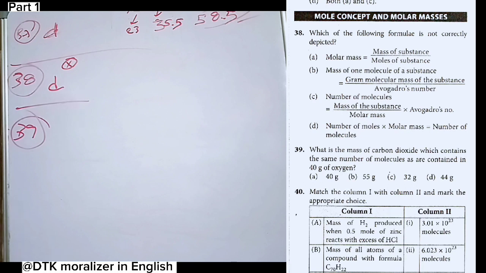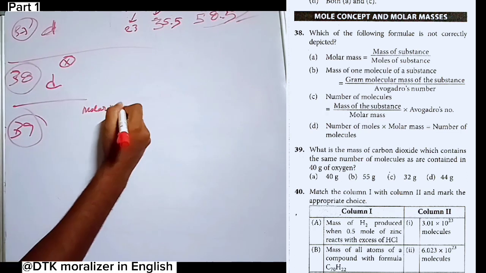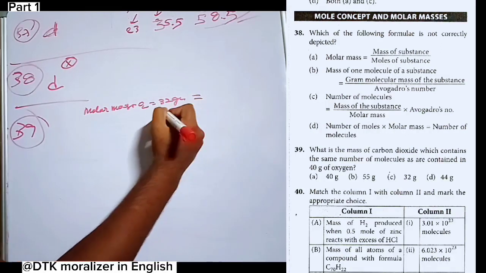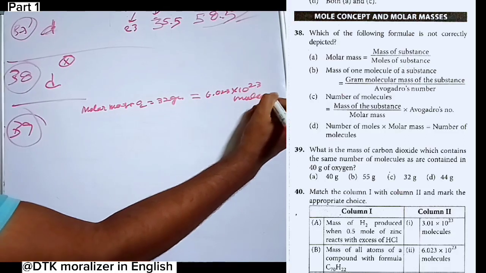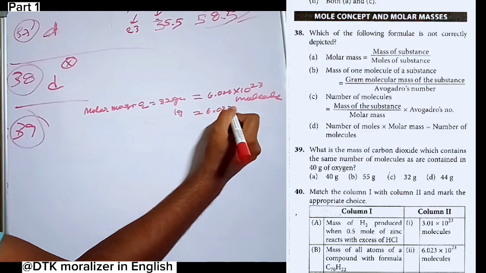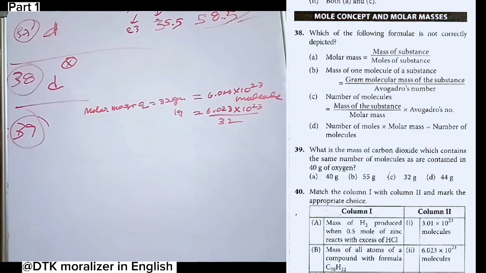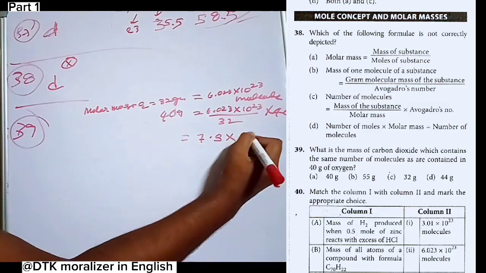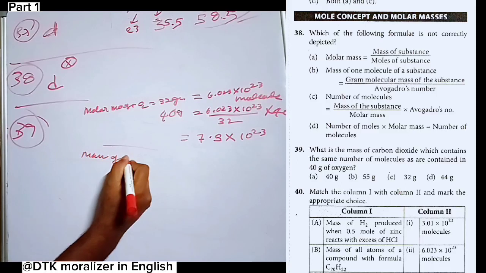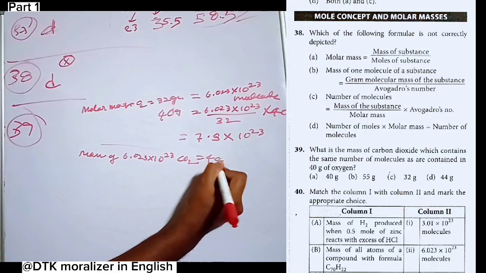Now question number 39. What is the mass of carbon dioxide which contains the same number of molecules as are contained in 40 grams of oxygen? So when we check this question carefully, the molar mass of oxygen is 32 grams, which contains 6 into 10 power 23 molecules, that is Na molecules. Means for 1 gram it is Na by 32. For 40 grams, it is into 40. Now it will become 7.5 into 10 power 23.